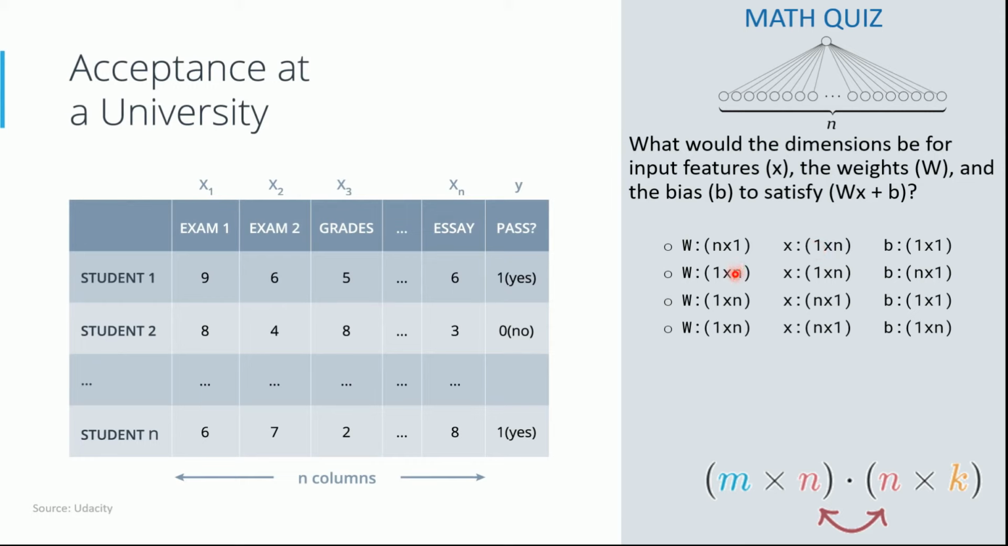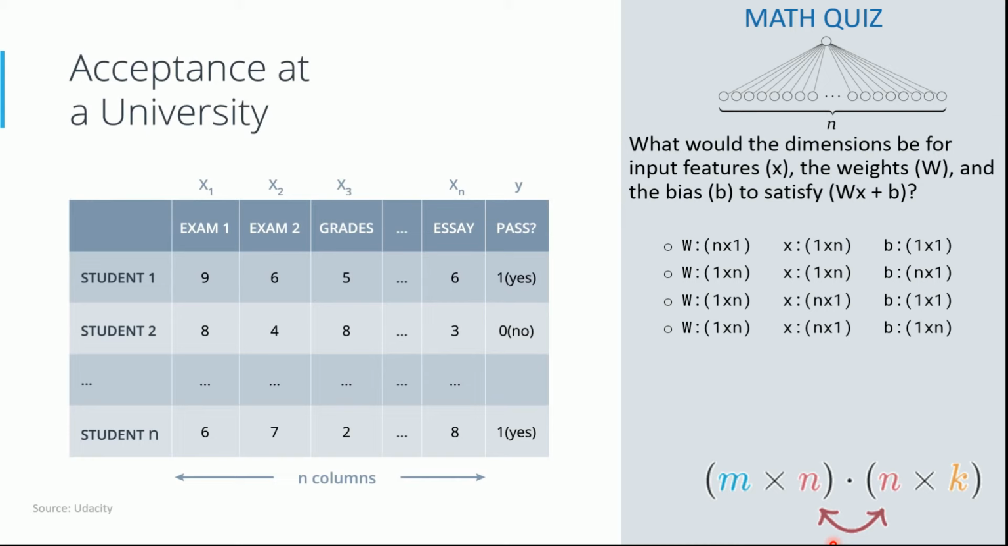The second answer is definitely wrong because we cannot multiply 1 by n with another matrix 1 by n. It should be the other way around, right? So from this, we know definitely that the second possible answer is totally wrong. We cannot go on with this. So we keep the first, the third, and the fourth, right?